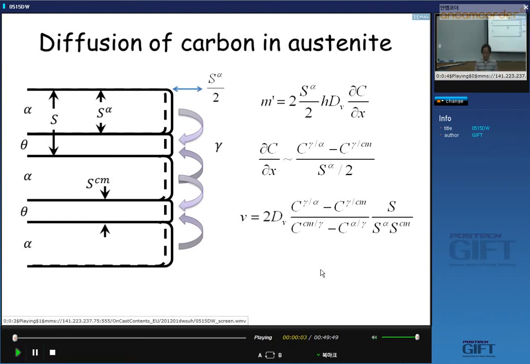Let's start class. In last class, we discussed the pearlite transformation, and as I already told you, for the formation of the pearlite, carbon should be redistributed between ferrite and cementite. We can consider two different processes through which the carbon can be distributed. One is carbon diffusion through the austenite lattice, and the second is carbon diffusion through the interface between the pearlite and the austenite.